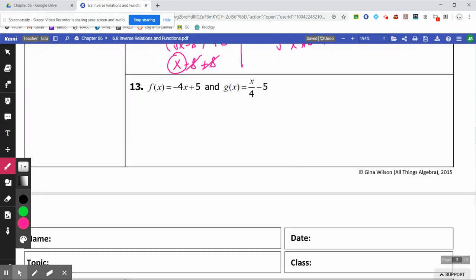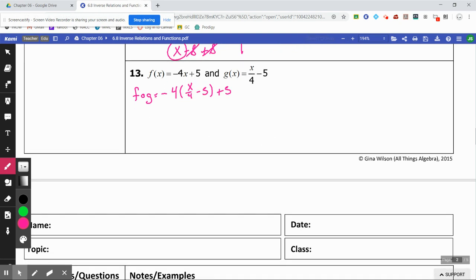Next one, let's find f of g. To find f of g, we're going to take our f function, negative 4x plus 5, and in the place of x, you're going to plug in x over 4 minus 5. When you multiply negative 4 times both of these, you get a negative x, because the 4's would cancel, negative 1 times x, and then you would have negative 4 times negative 5, which is a positive 20 plus 5. You don't have to go any further. These are not inverses because this does not equal x.